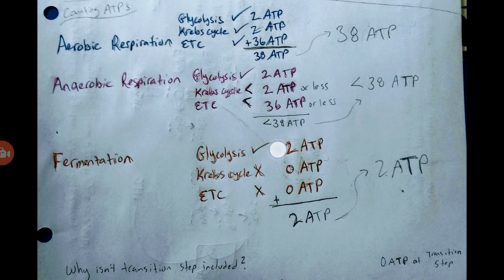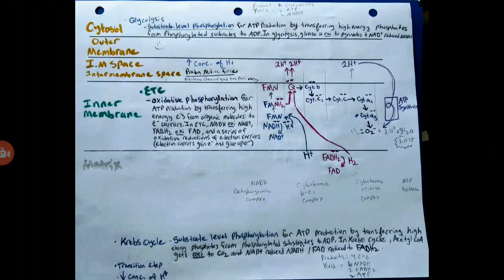In fermentation, the only thing that works is glycolysis, for 2 ATPs. The Krebs cycle and the electron transport chain do not work. Perhaps you're wondering why the transition step isn't here. It is because, as you recall, in cellular respiration, 0 ATP is produced at the transition step. Okay, now going into the electron transport chain.